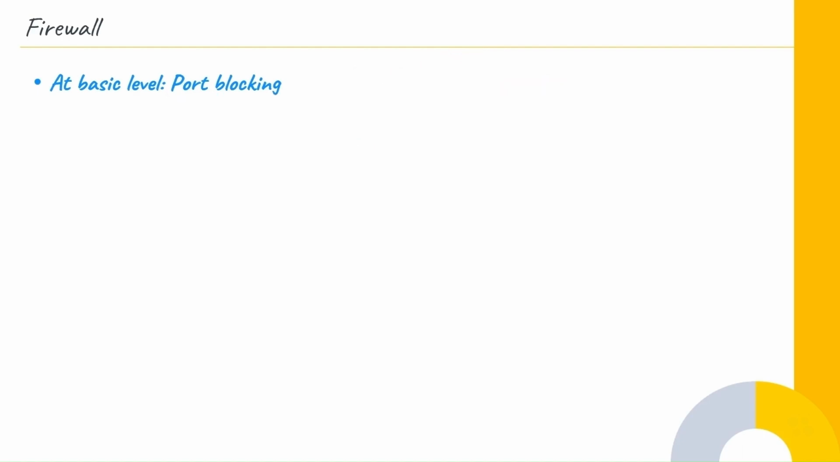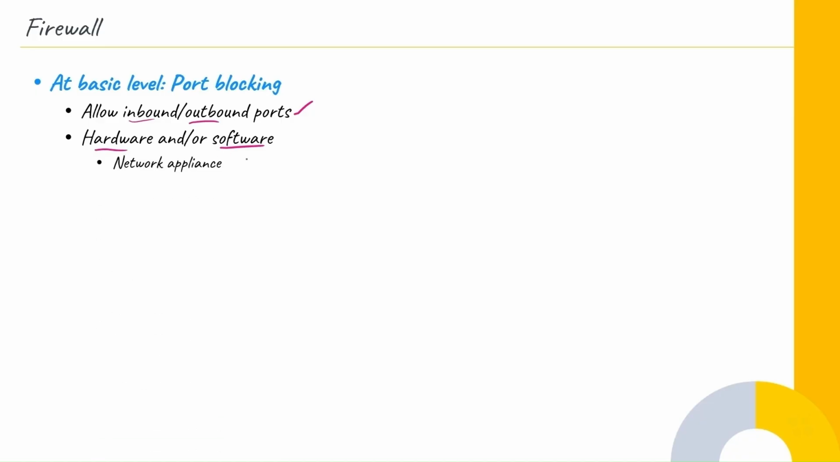Well, firewalls are much more sophisticated than that these days. But at the beginning level, at least, they will still allow inbound and/or outbound ports. These firewalls can be hardware and/or software. Usually it's some combination of the two. And these are just another type of what we call a network appliance.